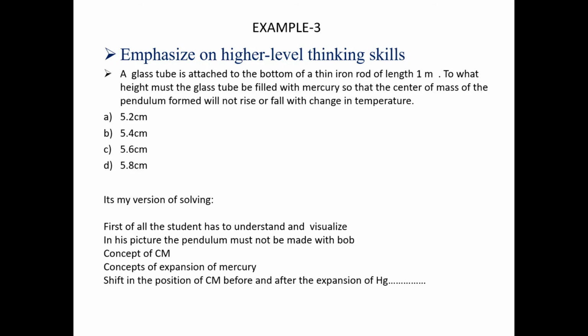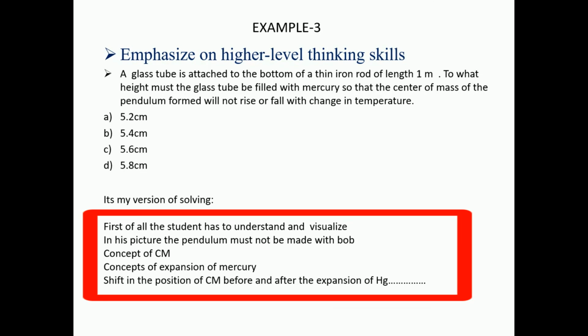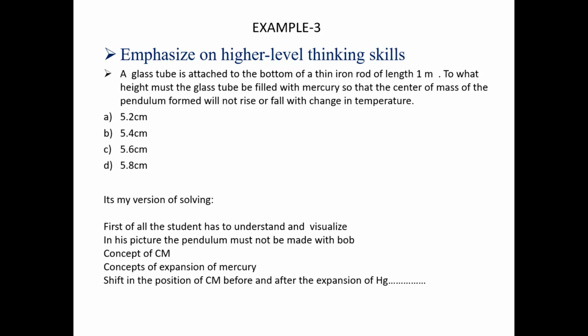There are 4 options. In my version of solving, first the students have to understand and visualize pictorially what we are asking. In the picture, the pendulum must be made with the bob, and the concept of center of mass will be required. Concepts of expansion of mercury are known, and the shift in the position of the center of mass before and after the expansion of the mercury. So there are many applications.